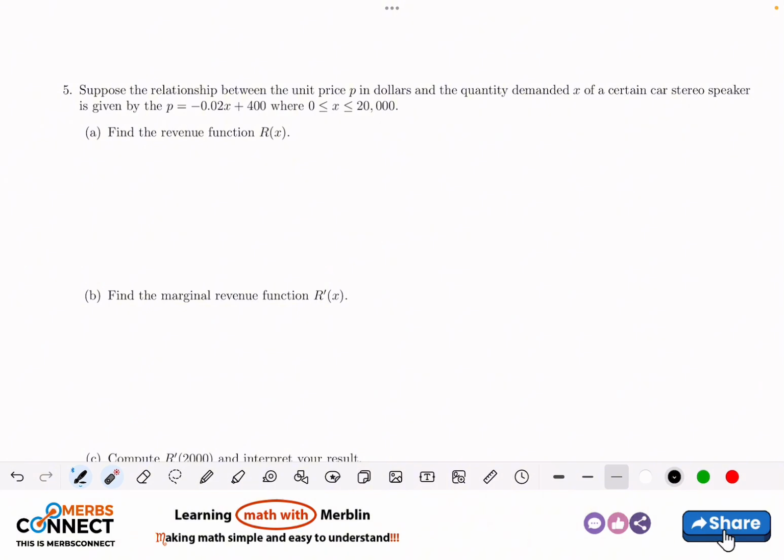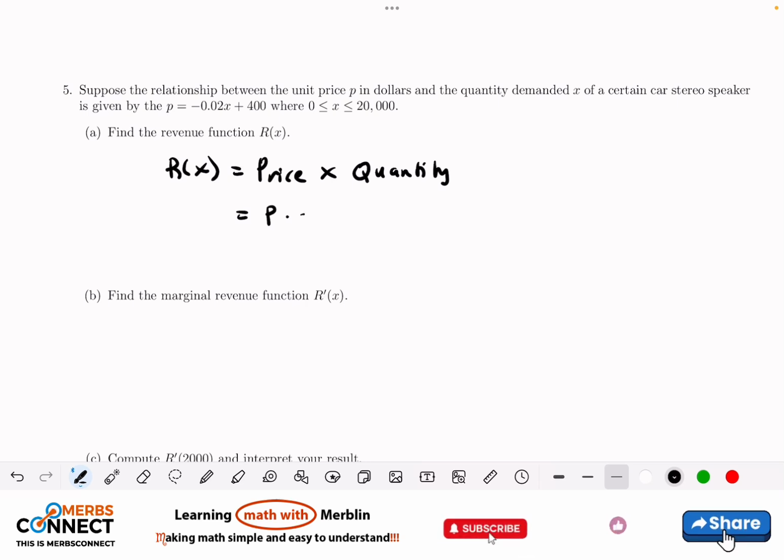Good. So here we have a quantity demand function, right? And then the first question is asking us to find the revenue function, r of x. So what is the formula for finding the revenue? We know that revenue is equal to price times quantity. But we are going to represent the quantity by x and the price by P. So price times quantity. Here, price is P and quantity is x, right?